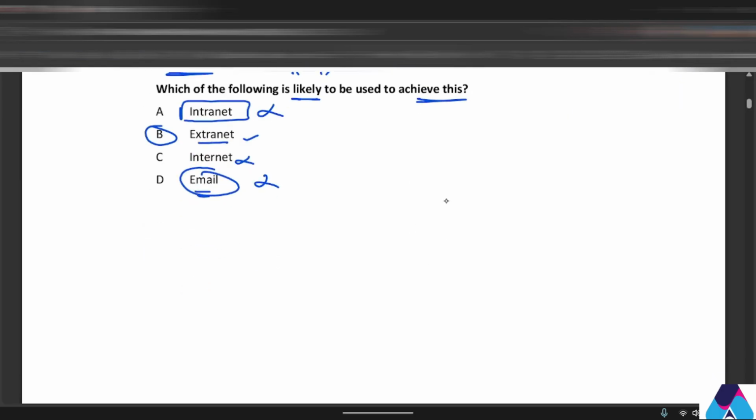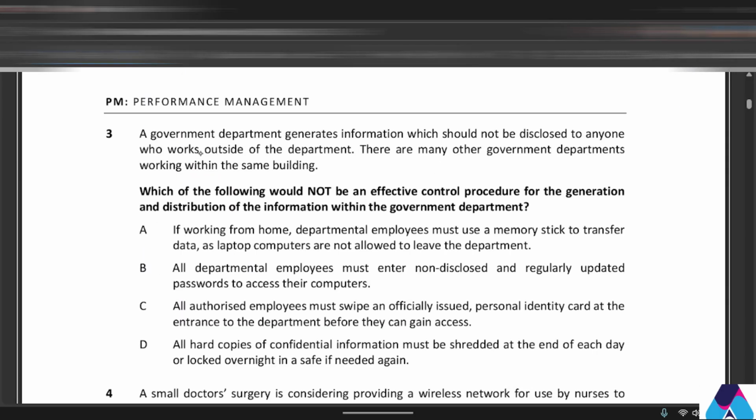Let's move to question number 3. Question number 3 says a government department generates information which should not be disclosed to anyone who works outside of the department. There are many other government departments working within the same building. So basically, there's a government department and they generate information, and they do not want this information to be disclosed to anyone who works outside of that department, right?